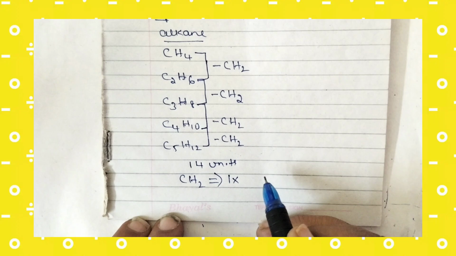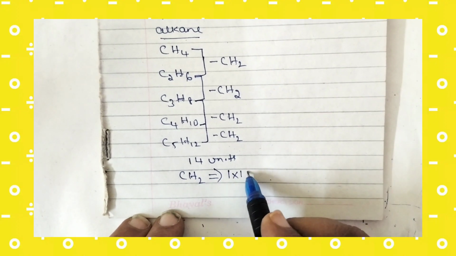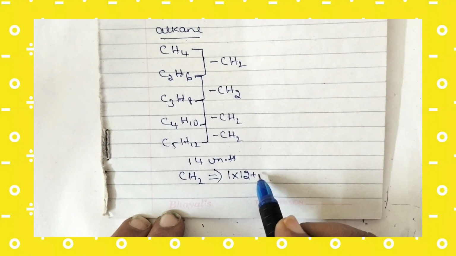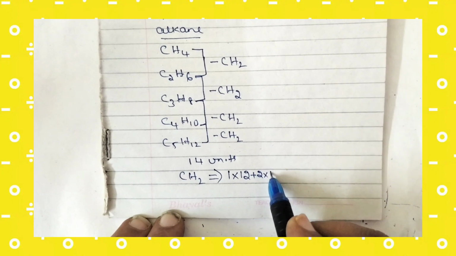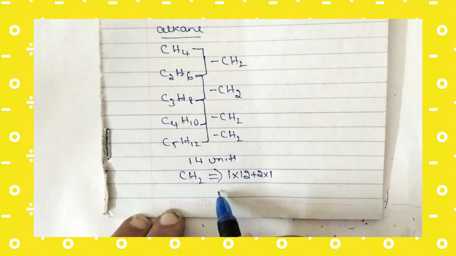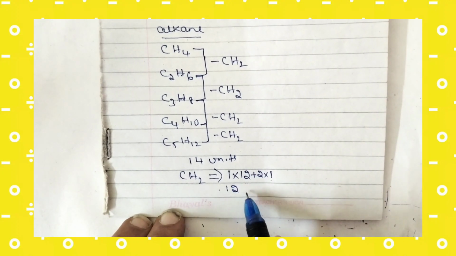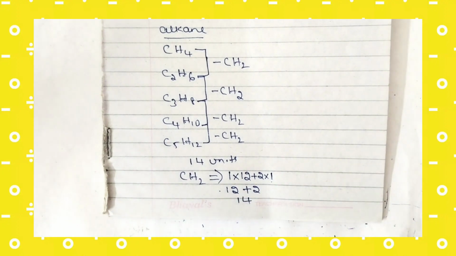The atomic mass of carbon is 12, plus how many hydrogens? 2. The atomic mass of hydrogen is 1, so 12 plus 2 is 14.